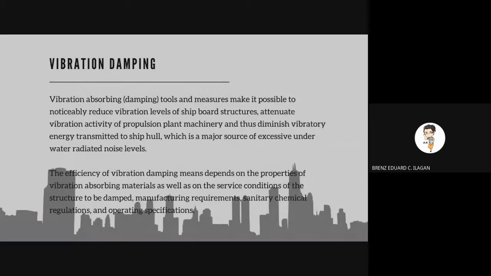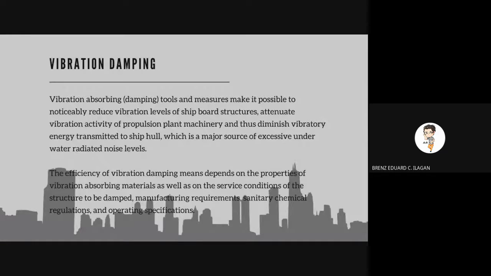Vibration damping tools enable reductions of resonance structural vibrations in lower and medium acoustic frequency bands, as well as the attenuation of vibration energy over the propagation path at higher acoustic frequencies. The efficiency of vibration damping means depends on the properties of vibration absorbing materials as well as on the service conditions of the structure to be damped.